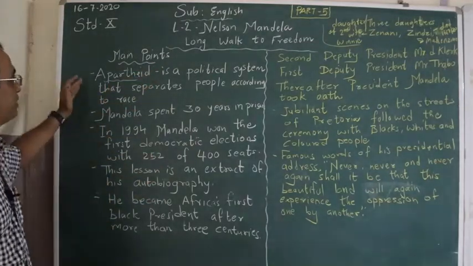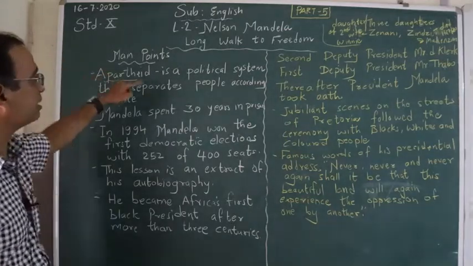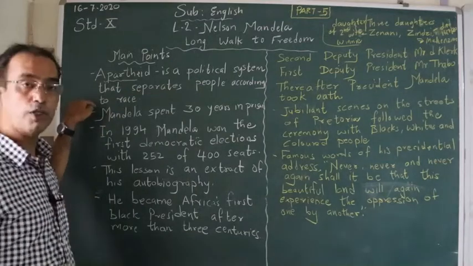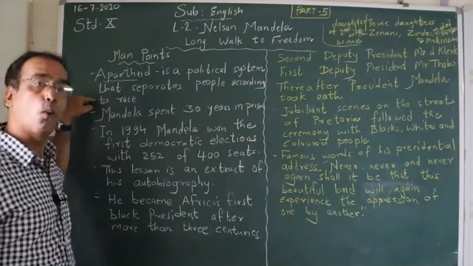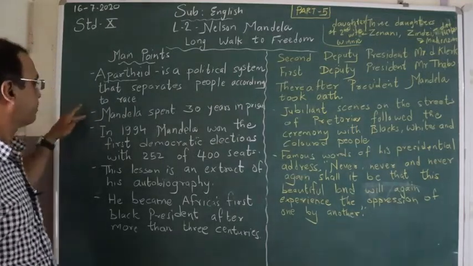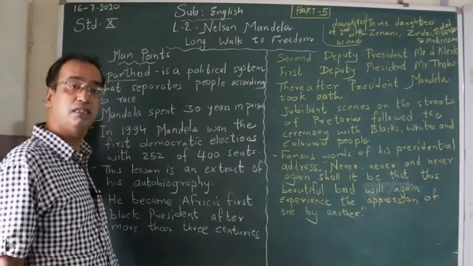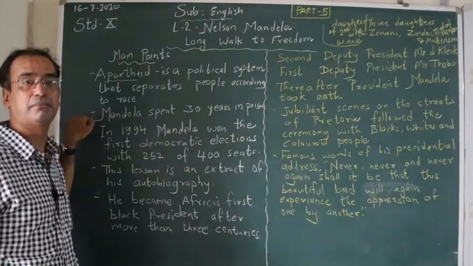So here we will first see apartheid. What is apartheid? Apartheid is a political system that separates people according to race. Black people are one race, white people are a different race. Mandela spent 30 years in prison. 30 years in prison, a very long continuous period of time.